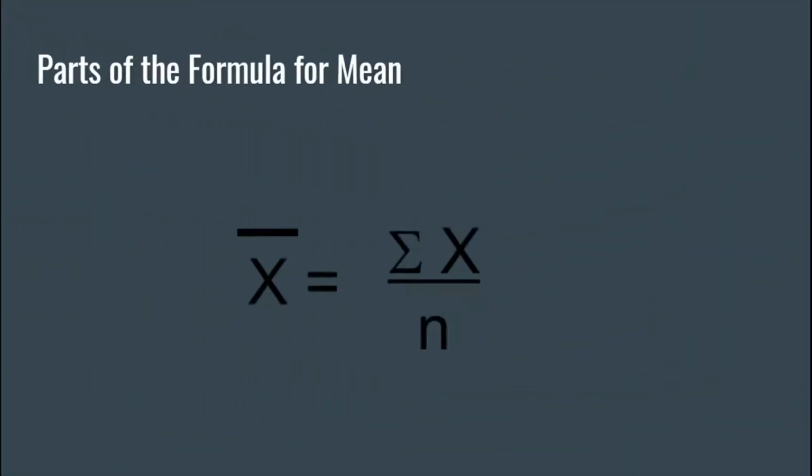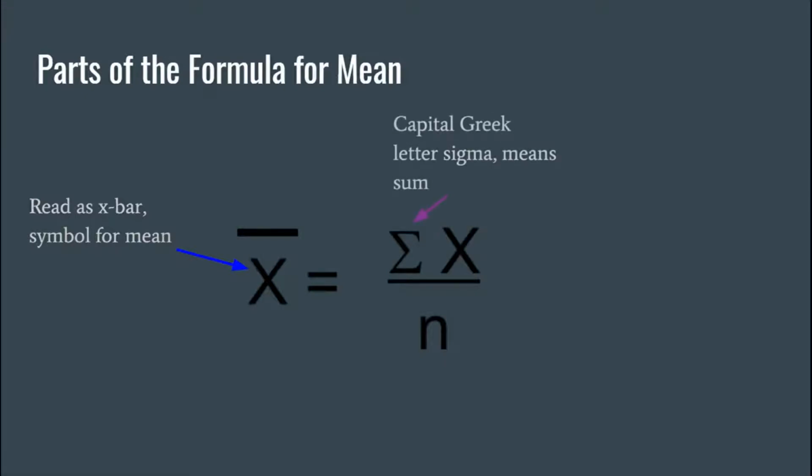So first we'll start with this one here. This is read as x bar. And this is the symbol we use for the mean. Primarily in statistics, you'll see lots of x bars. Okay, next we have this guy here. This is the Greek letter sigma, and it's a capital sigma, and all it means is sum. So it just means that whatever it's attached to, you're going to add it all up.